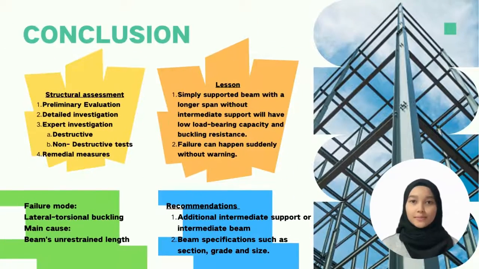To conclude, structure assessment consists of 4 stages, which are preliminary evaluation, detailed investigation, and expert investigation, which includes destructive and non-destructive tests, and finally followed by remedial measures. The expected failure mode is lateral torsional buckling and is caused by the beam's unrestrained length. The lesson to be learned from such failure is that a simply supported beam with a longer span without intermediate support has low load-bearing capacity and buckling resistance. Failure can happen suddenly without any warning sign when the bending moment exceeds the critical bending moment of the cross-section.